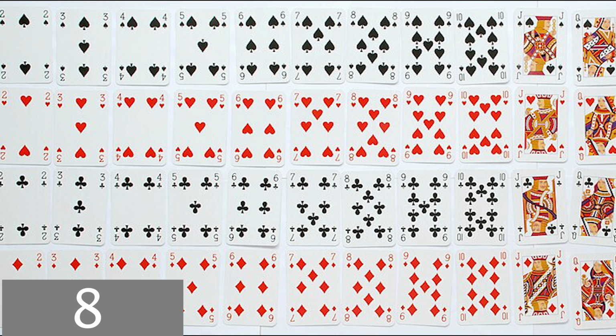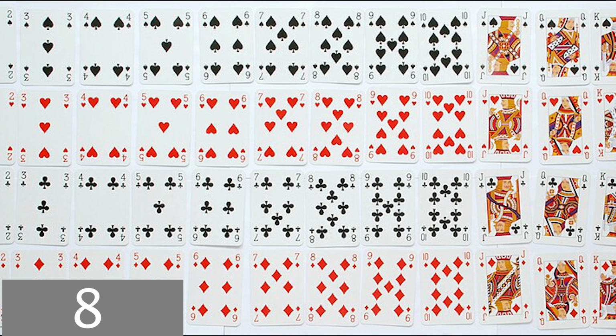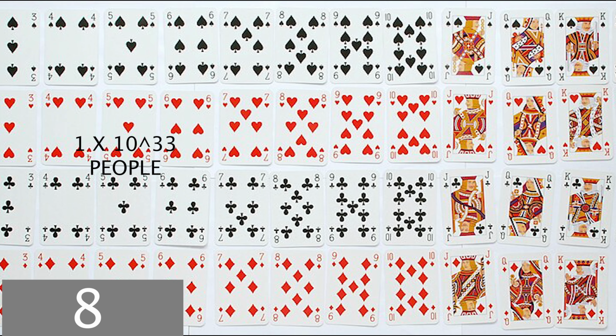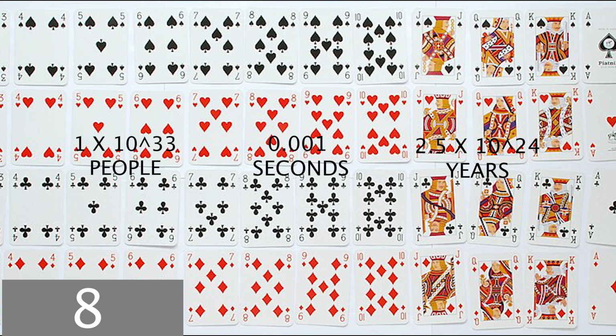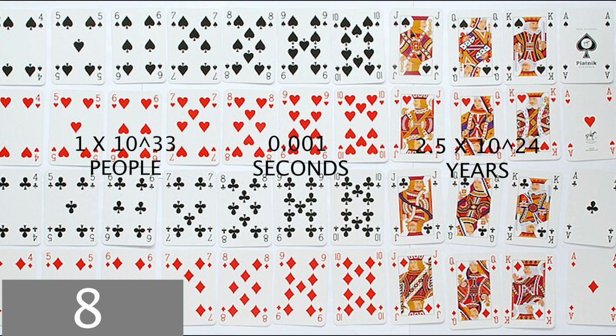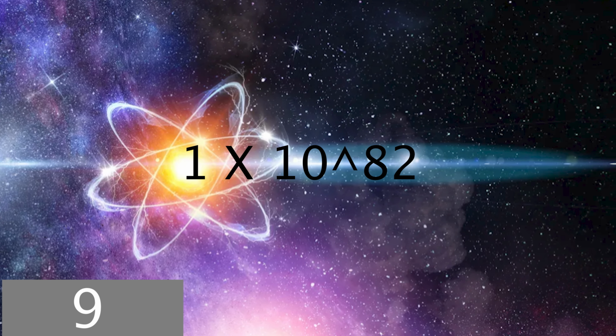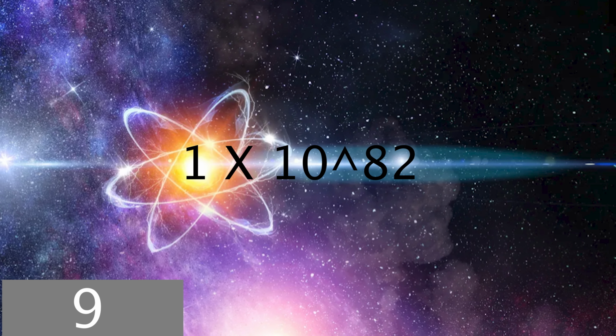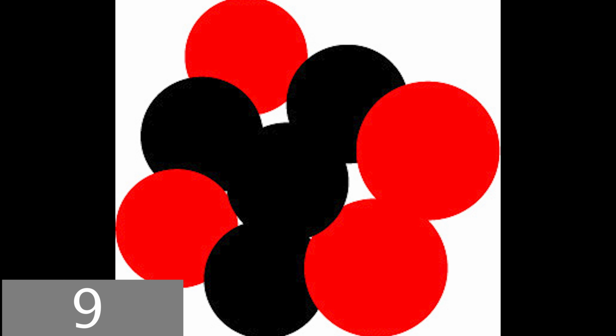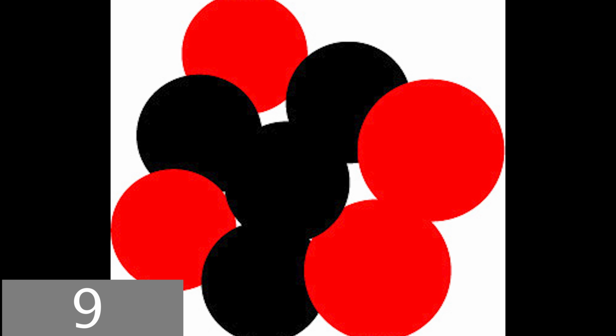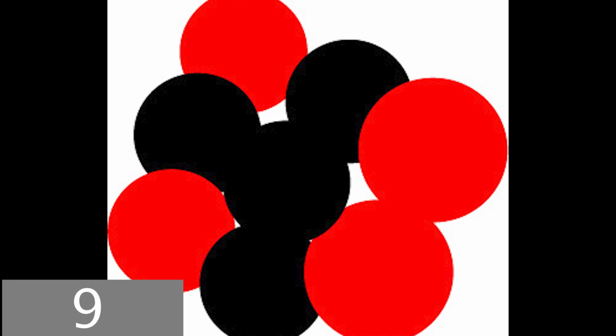If we were to try and go through every possible combination, 1 decillion people would have to shuffle a deck of cards every millisecond for 2.5 septillion years, or this figure to be exact. We have about 1 times 10 to the 82 atoms in our universe, since atoms build up everything, from rocks in space to stars to the planets and everything on those planets.